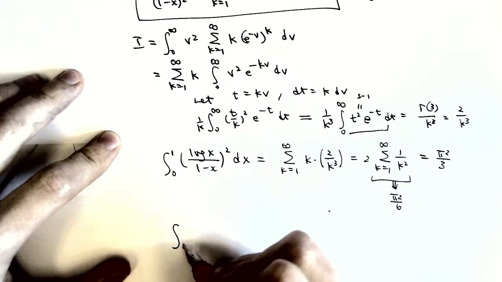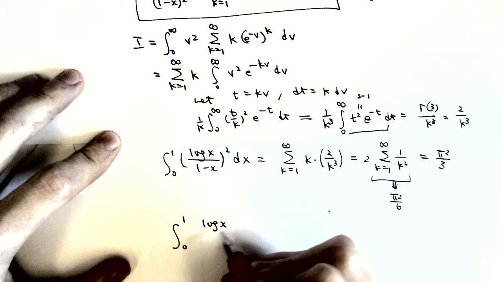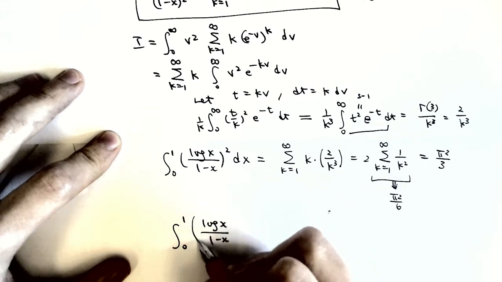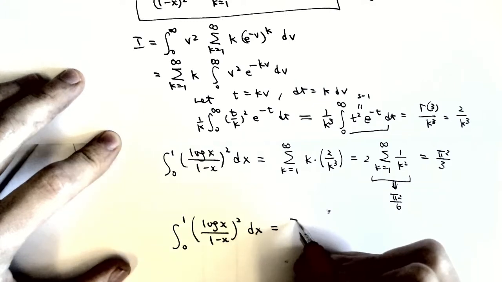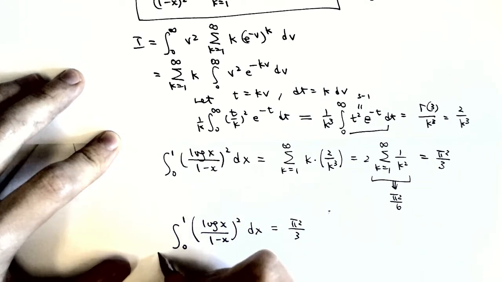So to summarize, what we have today is that the integral of log x over (1 minus x) all squared dx will be pi squared over 3.